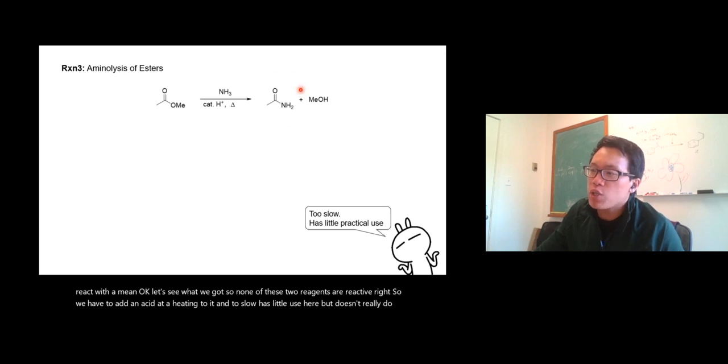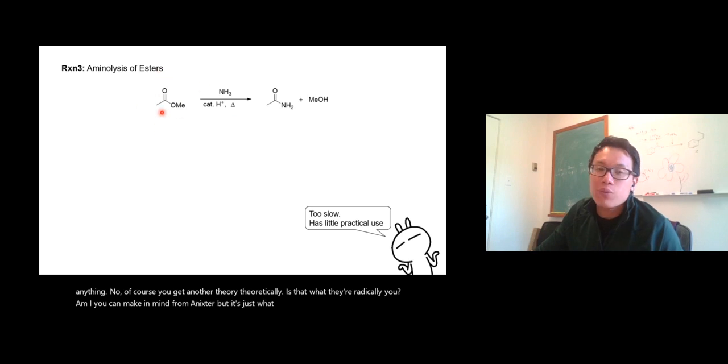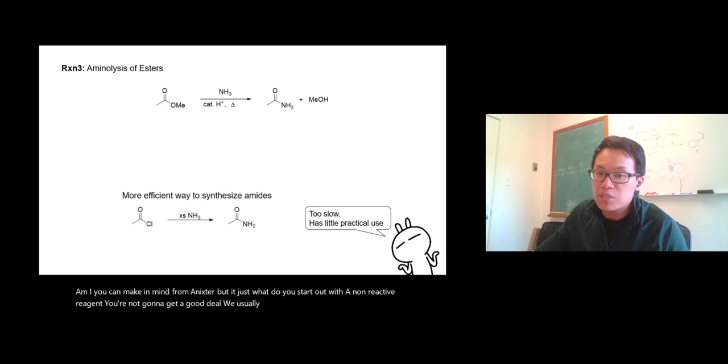Of course, theoretically, you will get an amide. You can make an amide from an ester, but you start out with a non-reactive reagent. You're not going to get a good yield. We will make amide much more efficiently by starting out with the acid chloride.